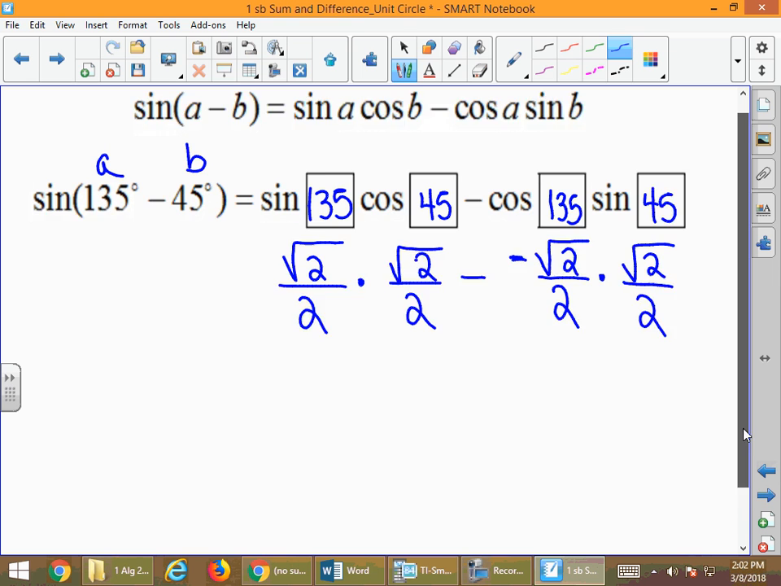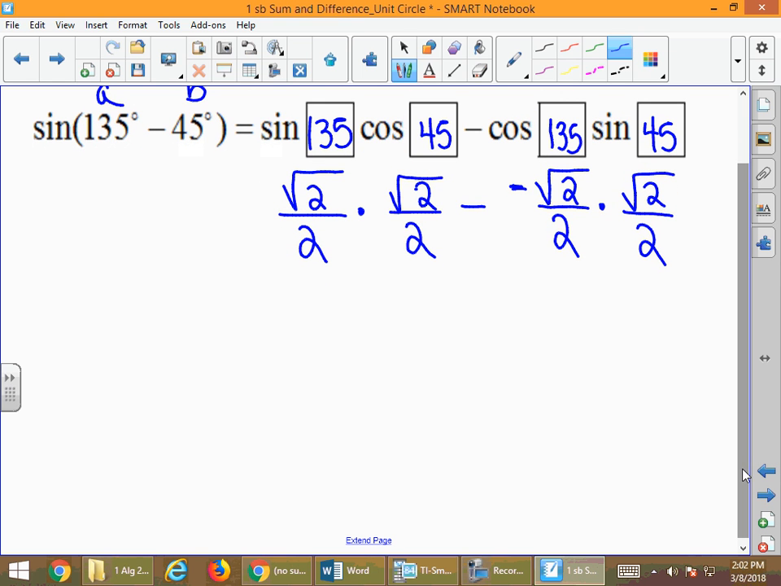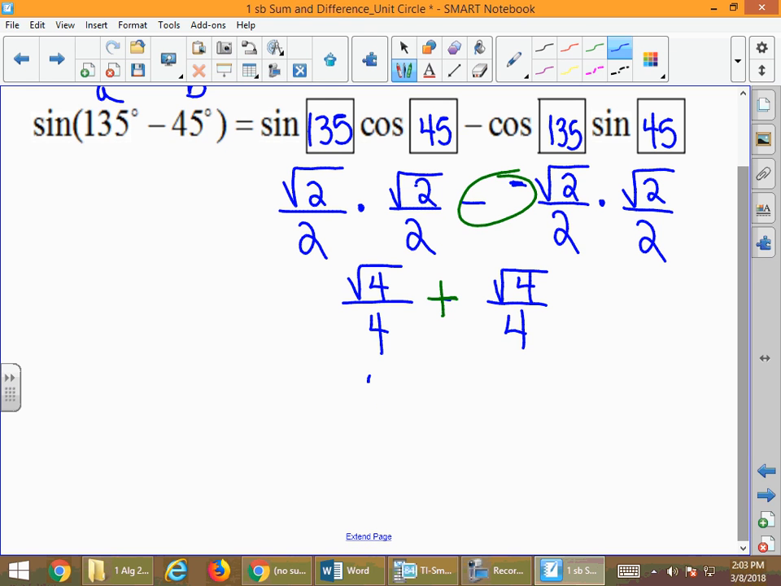So lots of square root of 2's over 2's. But when we multiply, square root of 2 times square root of 2, square root of 4. And some of you have to write that, and some of you don't have to. Multiplying the tops together, 2 times 2 is 4. And over here, before I get too far along, minus a negative really gives us a positive. And square root of 2 over 2 times square root of 2 over 2 is square root of 4 over 4, because we multiply the tops of the fraction and the bottoms of the fractions. But what is the square root of 4? It's 2.